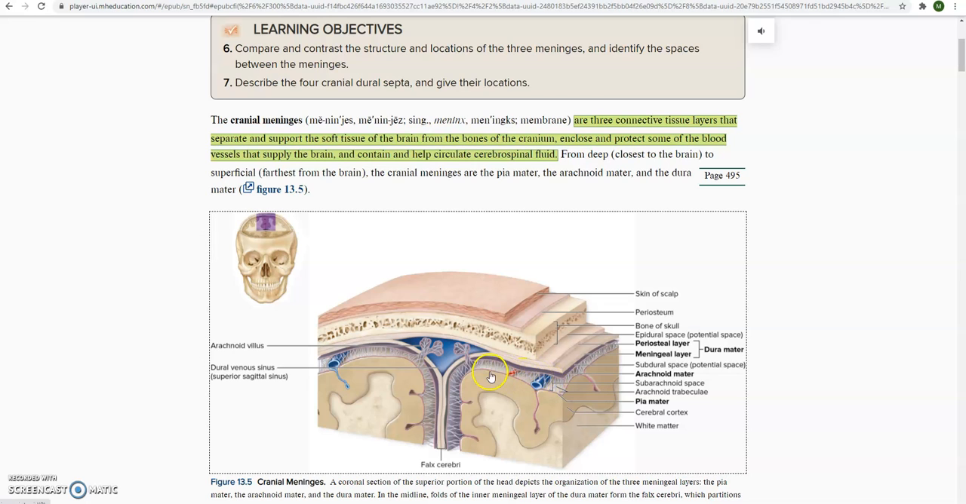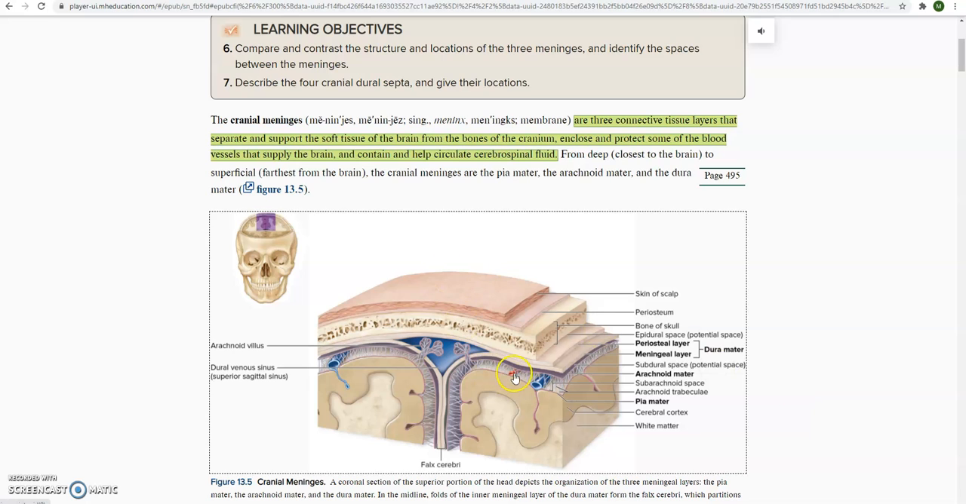And then this is our subarachnoid space here. That is where the cerebrospinal fluid flows. The meninges allow that cerebrospinal fluid to circulate through the areas surrounding the brain and the spinal cord too, but we're going to focus on the brain meninges, or cranial meninges, in this video. All right, so those are our meninges.